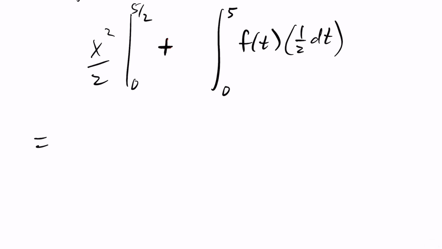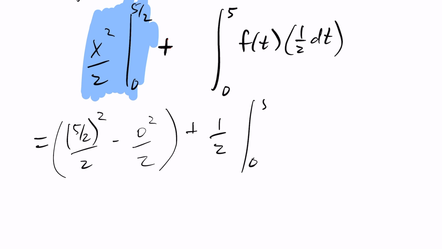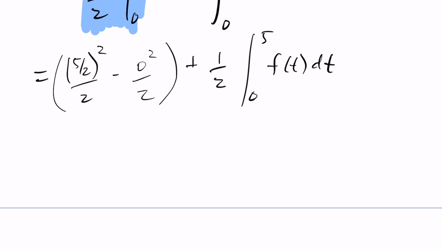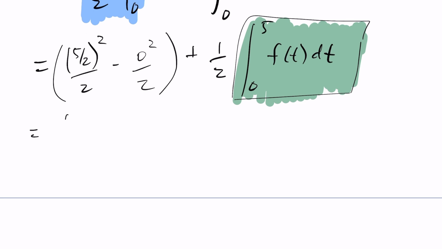To clean this up, I can now evaluate this. This will end up being (5/2) squared over 2 minus 0 squared over 2, that'll be that chunk there, plus, I can pop the half out, the integral from 0 to 5 of f(t) dt. On closer examination, we know that this was in fact given to us in the question. The integral from 0 to 5 of f(x) dx, or f(t) dt, makes no difference, is equal to 10. And therefore, I can write this back down here.